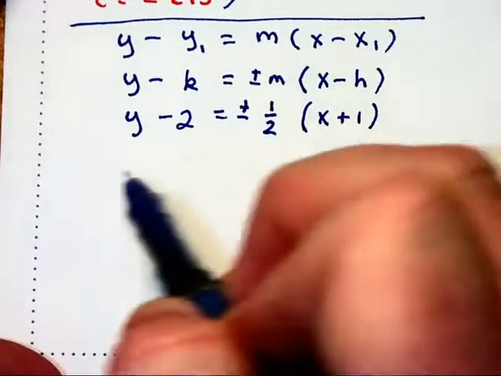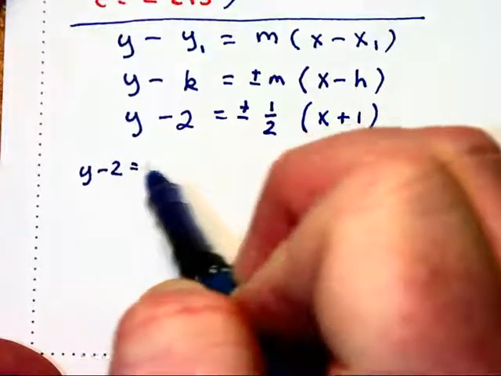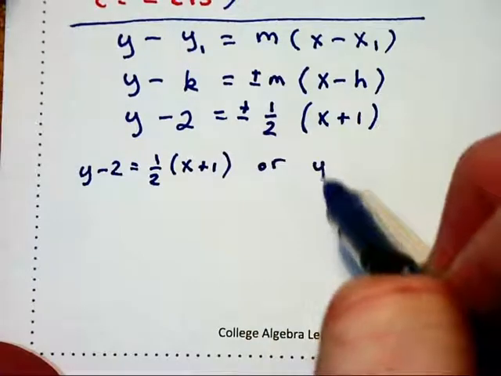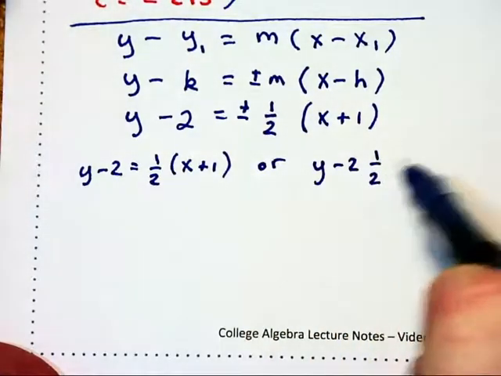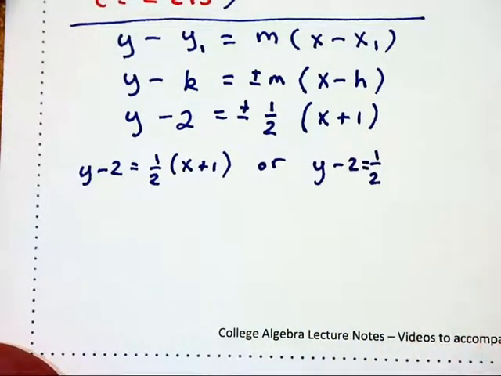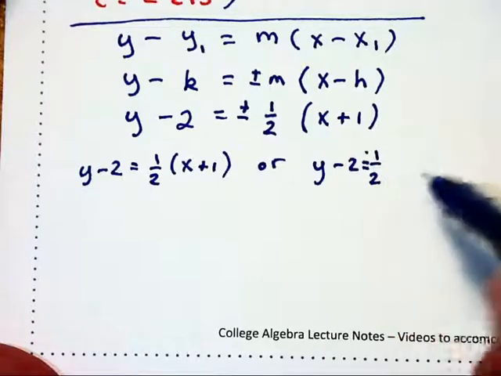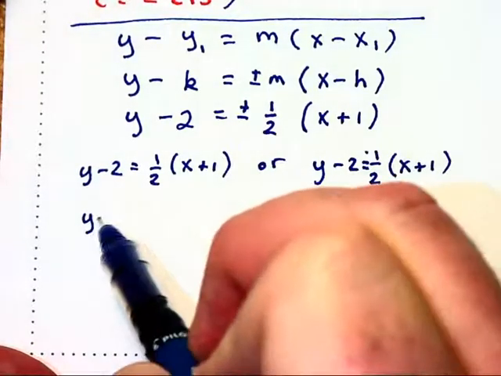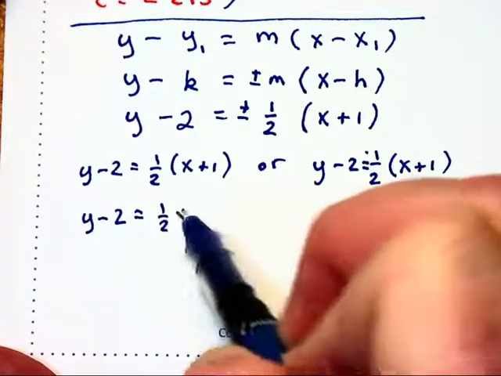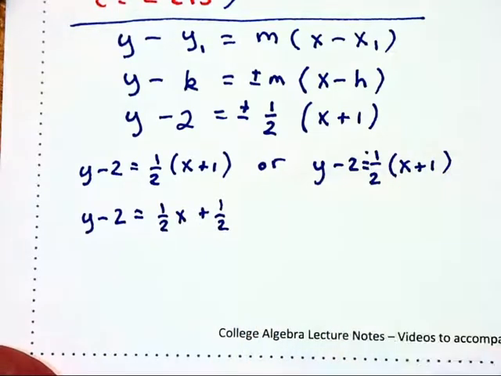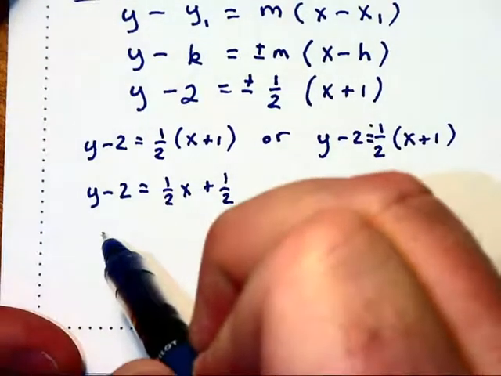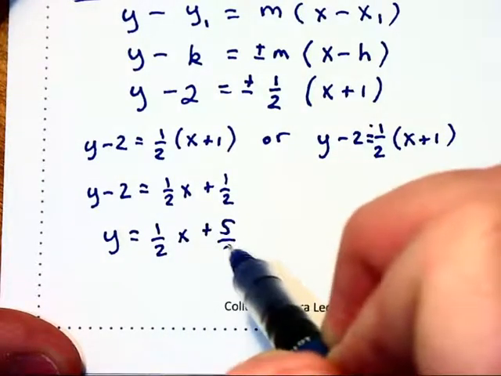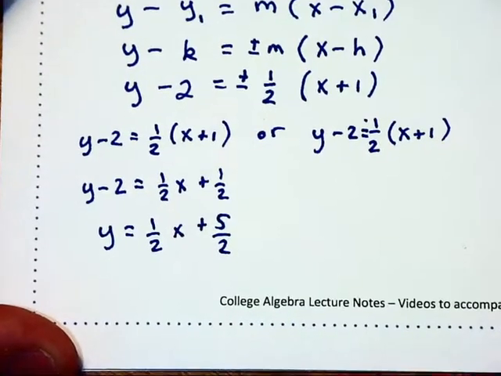We also could split this up and say y minus 2 is equal to 1/2 times parentheses x plus 1, or y minus 2 is equal to -1/2, sorry, forgot my equal sign, times x plus 1. And then do some distribution. Y minus 2 is equal to 1/2 x plus 1/2. Let's finish this side first and add 2 to both sides. Y equals 1/2 x plus 5/2 would be one of them written in slope-intercept form.